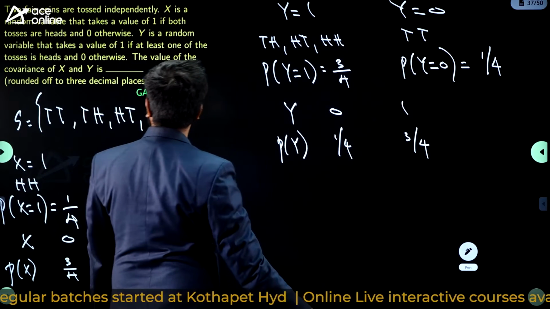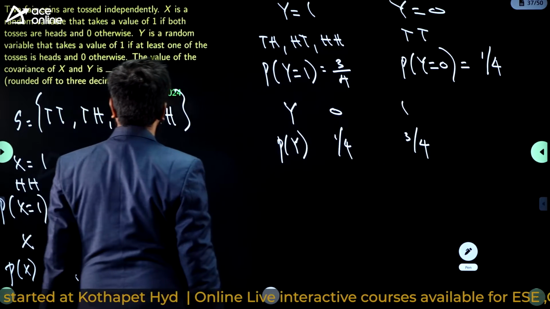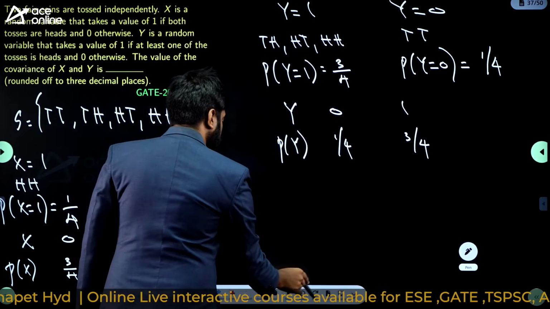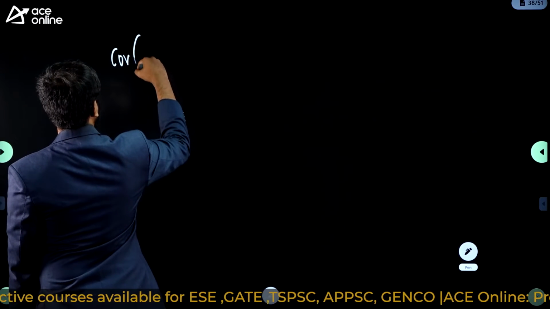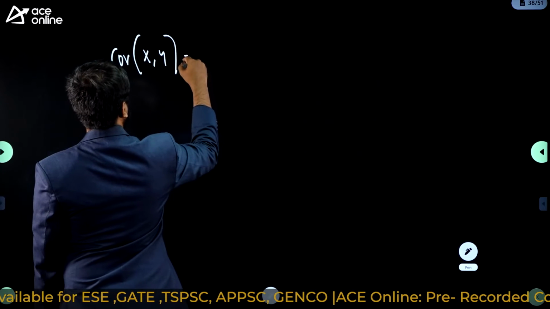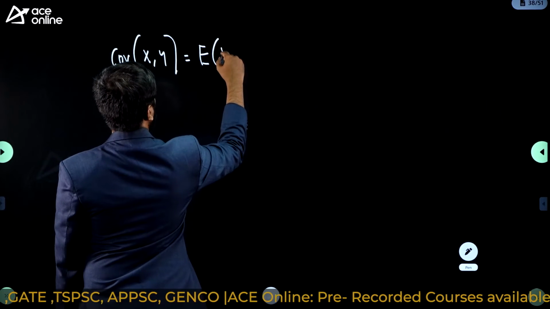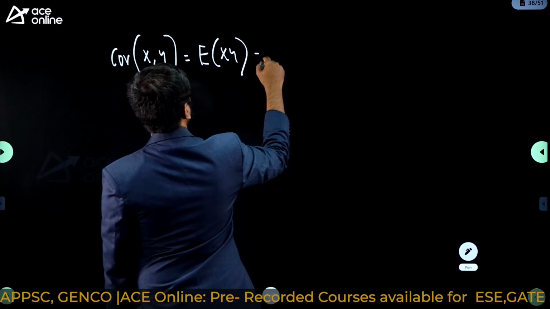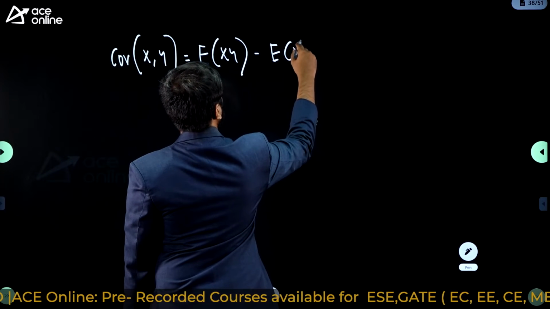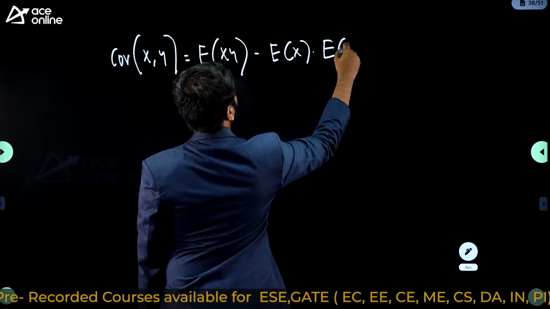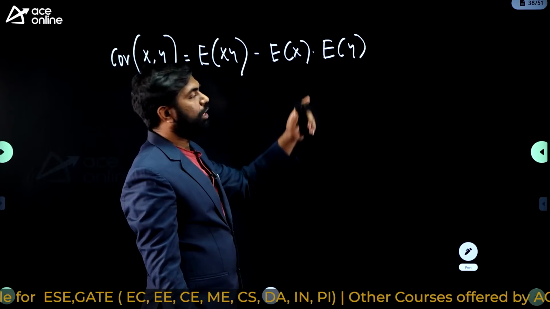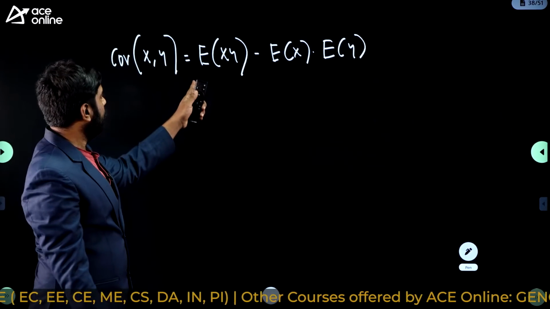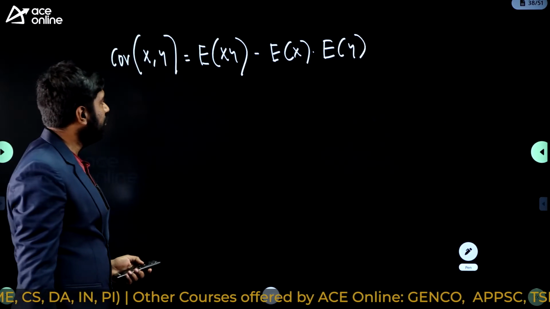Now they are asking you what's the covariance of x comma y. So what is needed to find the covariance? The covariance of x comma y is expectation of xy minus expectation of x into expectation of y. This is what is needed. So you need the individual average values, and also you need expectation of xy. We will find them one by one.